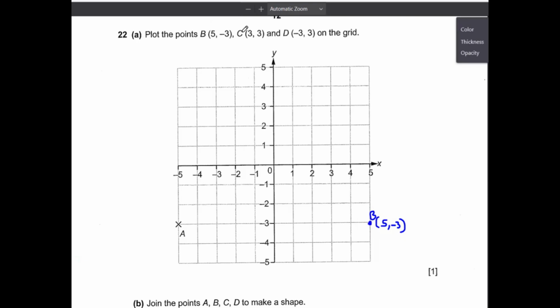Then go to the point C, which is (3, 3). We go to the 3 on the x-axis and 3 on the y-axis, the intersection of the two points together. This will be the coordinate of the point C, which is equal to (3, 3).